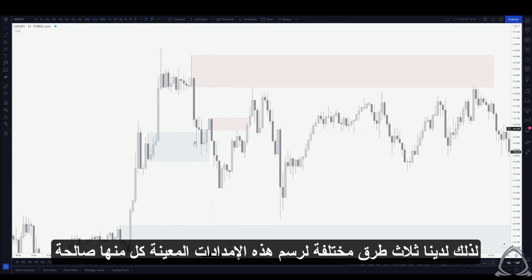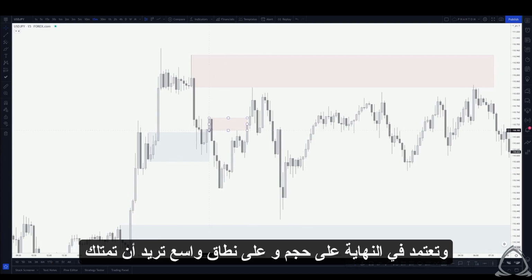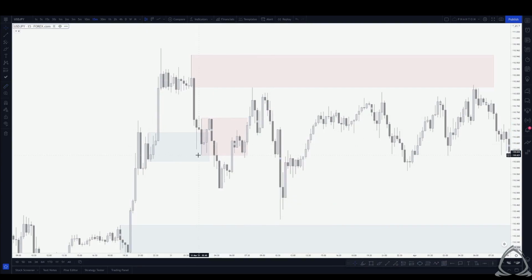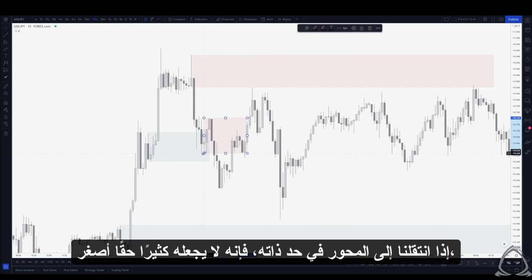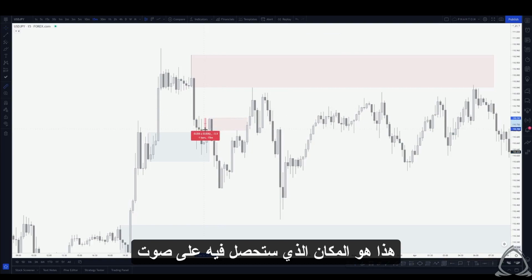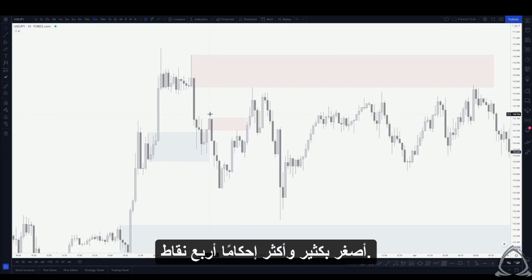So we have 3 different ways to map out this particular supply zone, all of which are valid, and ultimately it depends on how big and wide you want your supply zone. So something like this is about 12 pips. If we move to the pivot in itself, it doesn't really make it that much smaller, which is about 11.5 pips. And then if we go to that last candle, this is where you'll get a much smaller, tighter, and more refined zone of 4 pips.